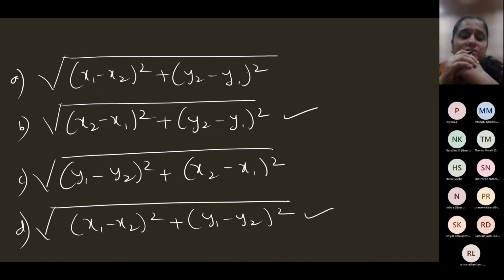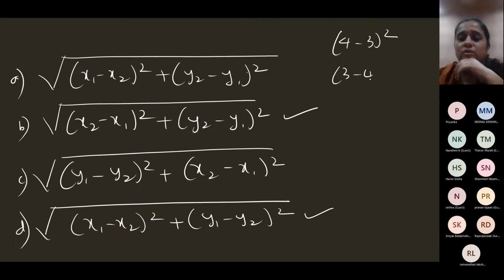Perfect. Nandini is right. All the four are correct. Because, one minute, just look at this. When you have 4 minus 3 the whole square and 3 minus 4 the whole square, what is the result? What is 4 minus 3? 1. 1 square. You can take 4 minus 9 also. What is 4 minus 9? Minus 5. Minus 5 the whole square is 25. 9 minus 4 is 5, 5 square is 25.